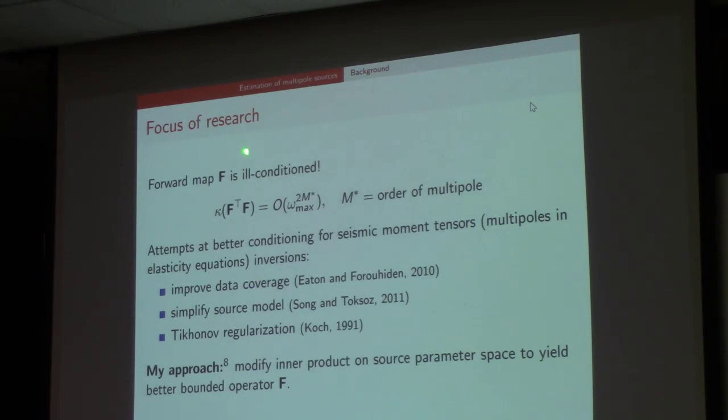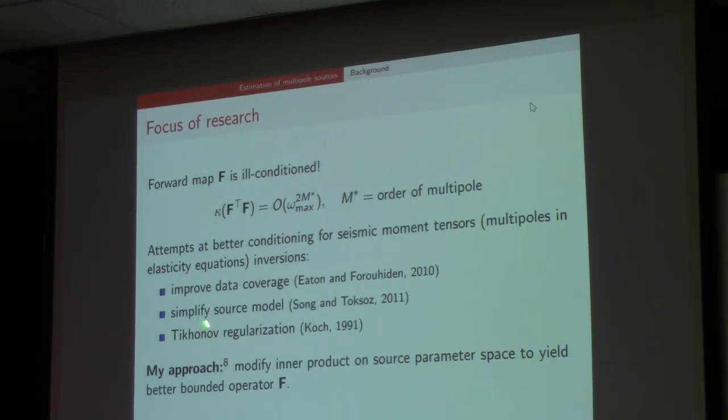Well, it turns out that these normal equations are very ill-conditioned, due to the singularity of the multipoles. There's a connection, and the connection is that the condition number of F transpose F is of order ω max, where ω is the frequency of the temporal component, to the power of 2m star. m star is the order of the multipole. So the more multipoles you have in the way you represent your source, the more ill-conditioned this is, and it grows exponentially with regard to the multipole order.